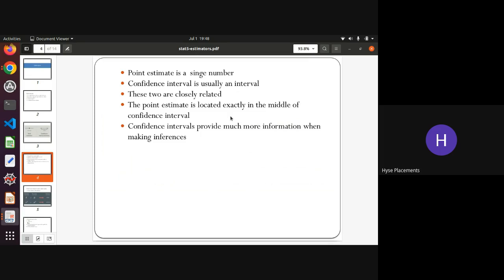See, confidence intervals provide much more information when making inferences. While making inferences, in the sense that you're collecting some insights from the data, or you want to come to conclusions out of that, at that time confidence intervals are very useful. So if you have a point estimate, that means the point estimate lies in between the interval.